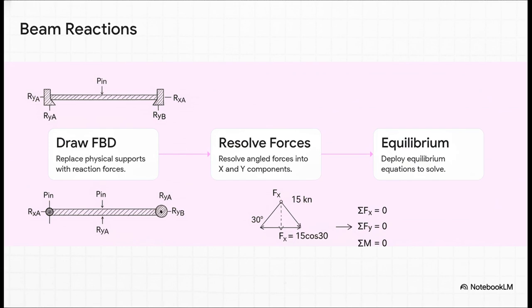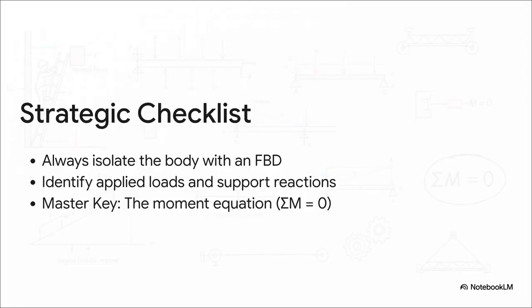Step 1. Draw your free body diagram, making sure to replace the physical supports at the ends with reaction forces. Step 2. You have got to resolve any angled forces, like that 15 kilonewton load, into their vertical Y and horizontal X components. Remember your basic sine and cosine geometry. You can't just drop angled forces into a simple vertical sum. And step 3, once everything is neatly aligned in X and Y, deploy your equilibrium equations to solve for those unknown support reactions.